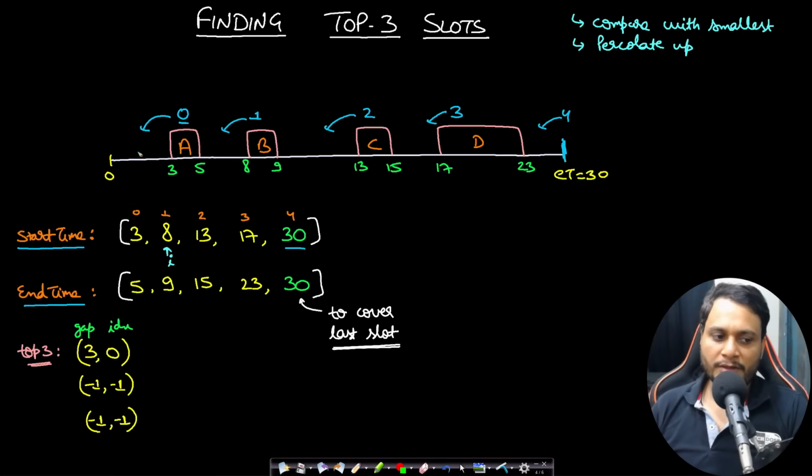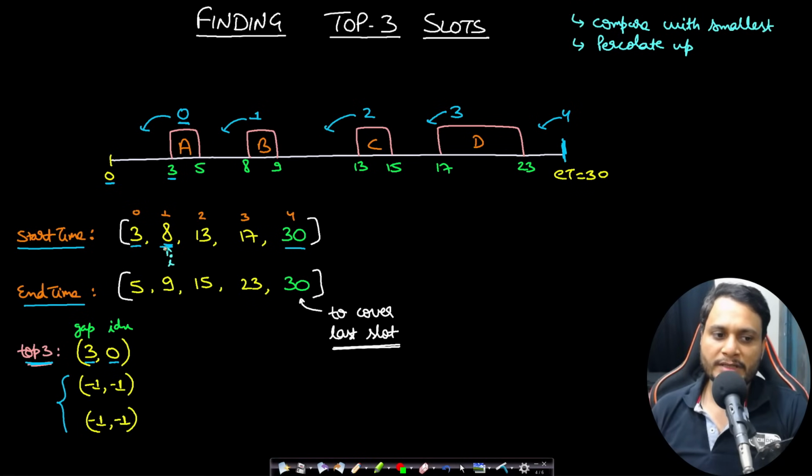Now the first slot, I will be pre-filling in the top 3 as the start time for the first meeting, which is 3 minus 0, because you know the timeline always starts at 0, so that will make it 3, and the slot index is 0 because this is for the 0th meeting. And now I will start iterating from meeting number 1 and try to calculate. Now for the rest of the 2 slots in the top 3, I will be taking minus 1 values because they are unknown.